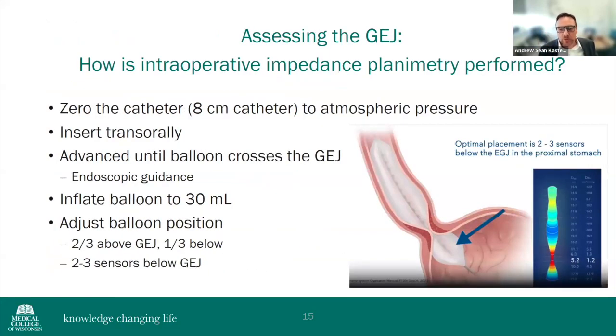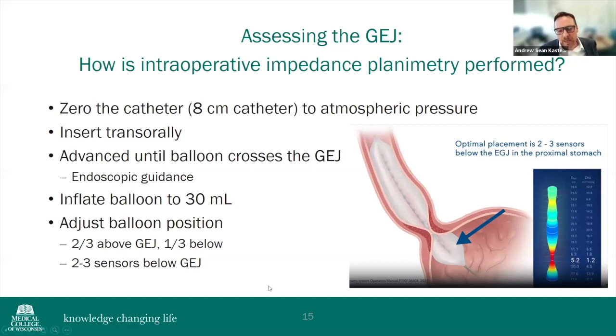So when we actually do this in the operating room, how does that look? First you have to zero the catheter to atmospheric pressure. We insert it transorally during the operation and advance the balloon until it crosses the GE junction. I always do this under endoscopic guidance. I'll have the endoscope in there, then I drop the FLIP catheter in and watch it go down across the GE junction. You inflate the balloon to a relatively small volume, 30 mLs, and then you can adjust the position based off of what you're seeing on your screen.